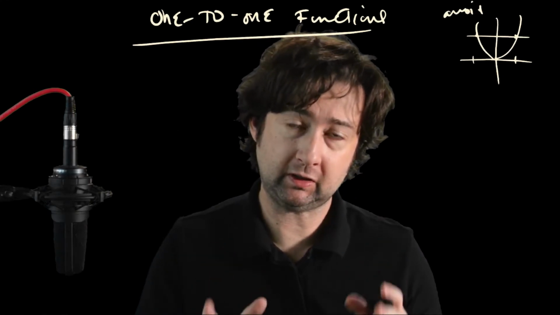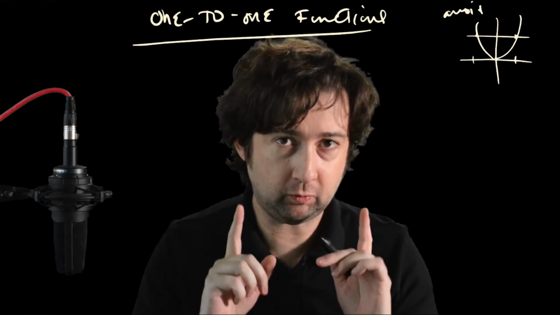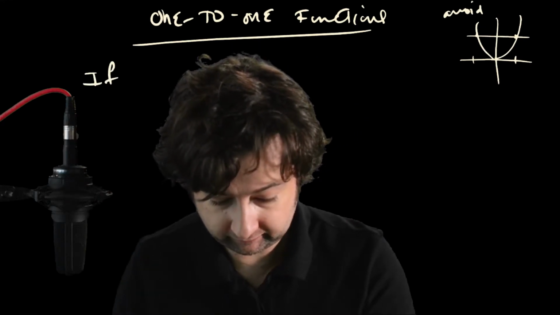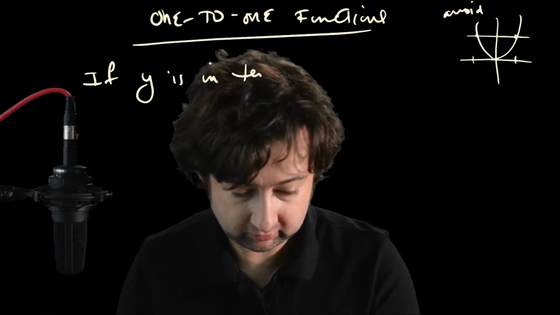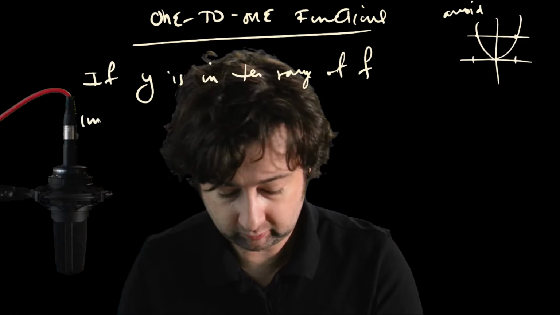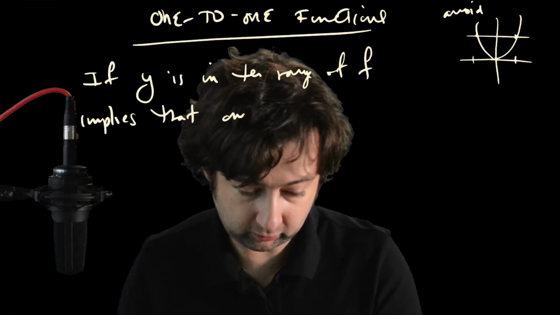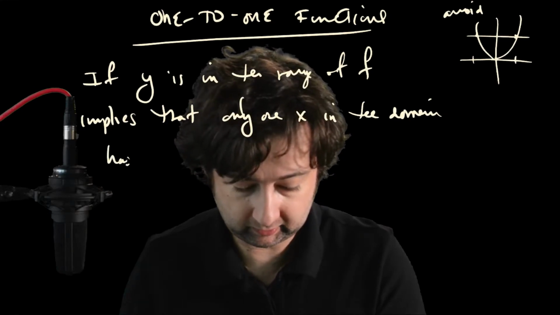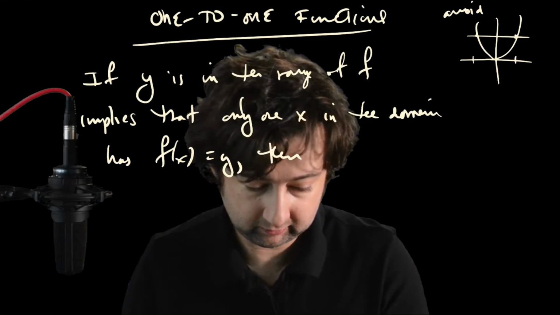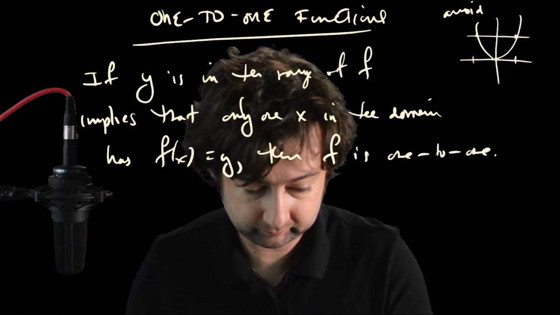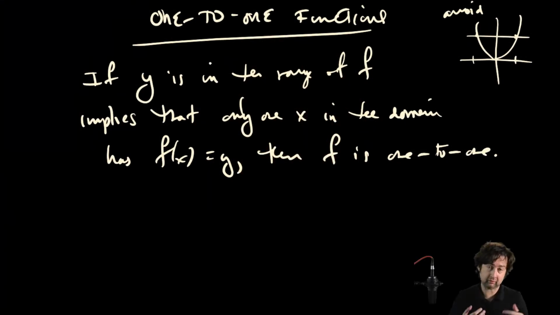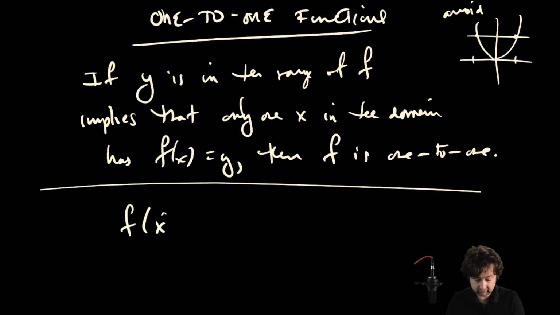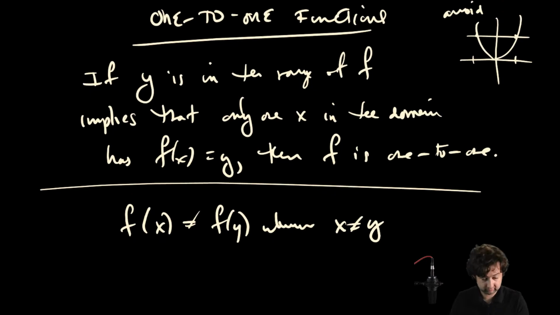And the way we do that is we impose the condition that anything that appears in the range is mapped to by only one value of x. If y is in the range of f implies that only one x in the domain has f of x is equal to y, then f is 1 to 1. Okay? A more formal way of writing this mathematically that you'll see in later classes is f of x is not equal to f of y whenever x is not equal to y for all x and y in the domain of f.